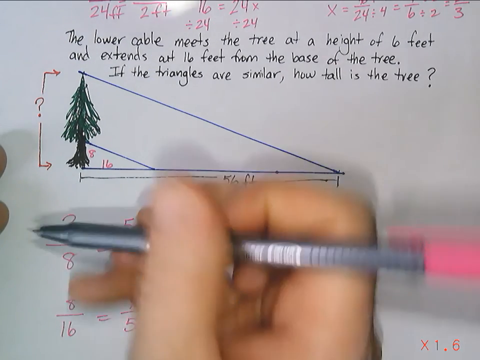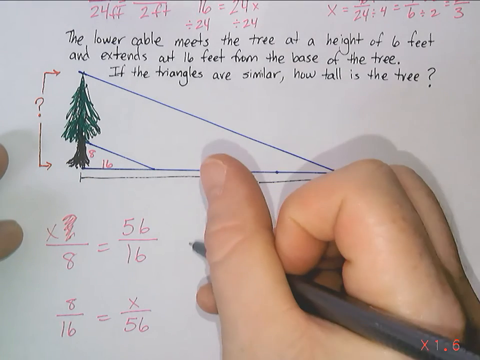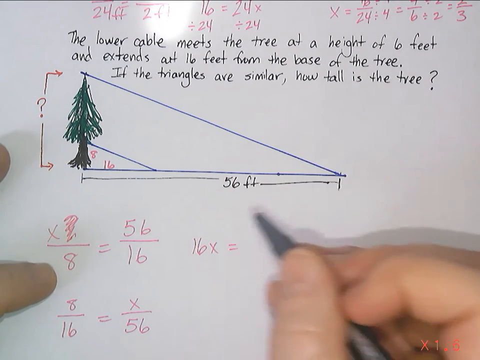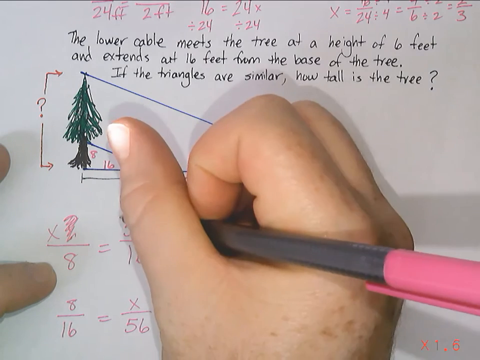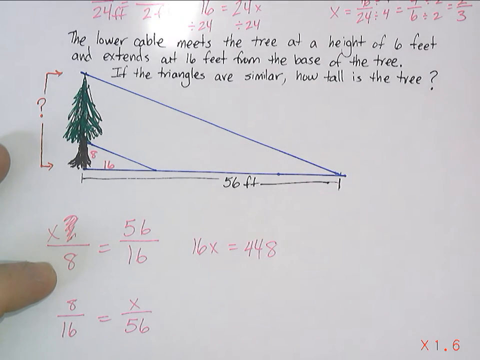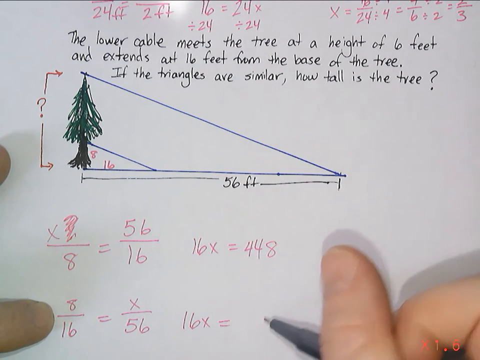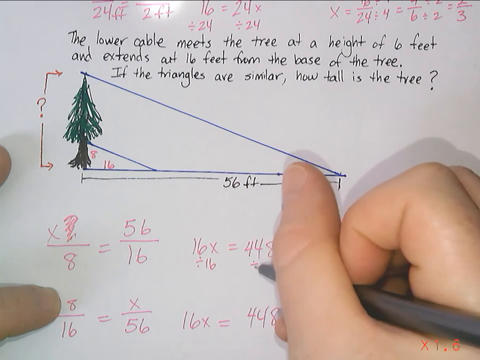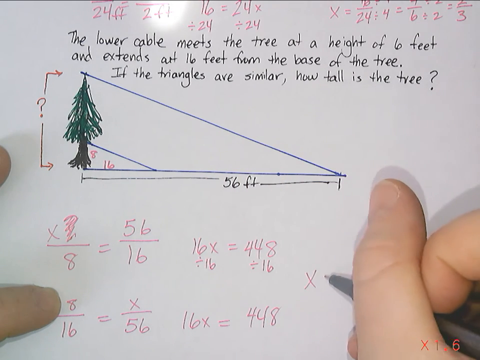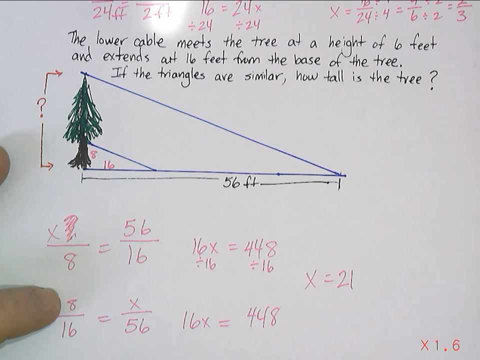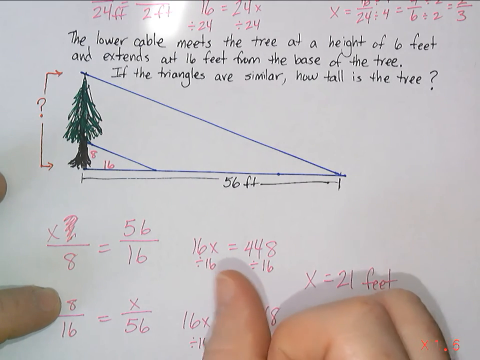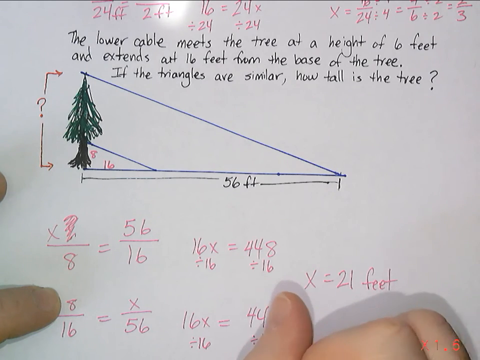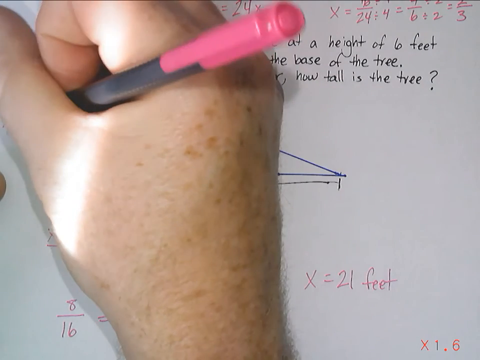So 16 times, let's call this X, is 16X equals 8 times 56, which is 448. And then same thing here, 16X equals 448. You're going to divide both sides by 16. And then you should end up with 21, I believe. 21 feet. And that's what's going to happen here as well. You can divide both sides by 16. You still get the same answer here. 21 feet. So that means this tree has to be 21 feet tall.